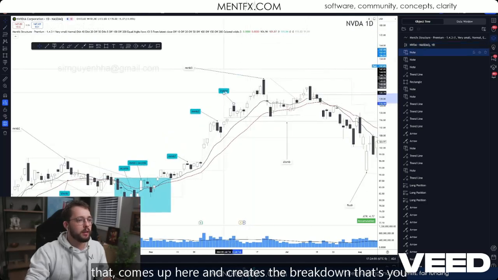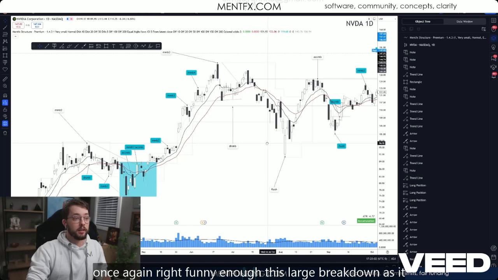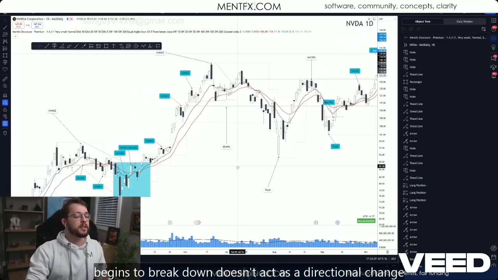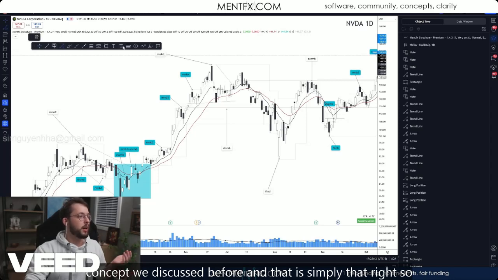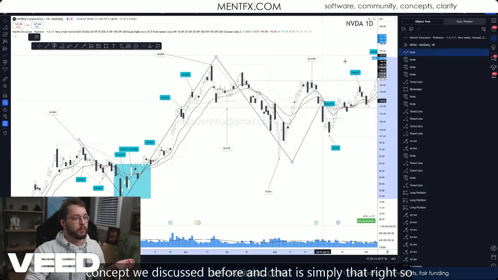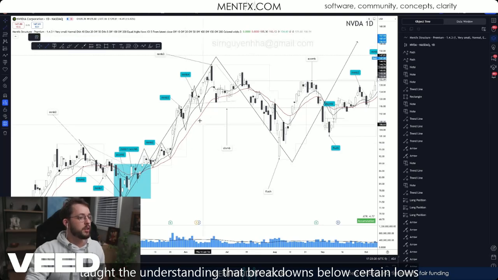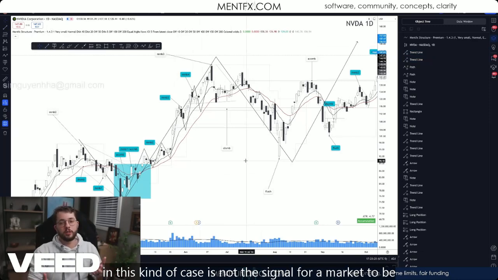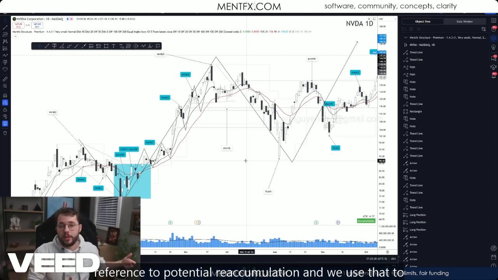And then that comes up here and creates the breakdown that's quite large, and then you get the very big breakdown. But once again, funny enough, this large breakdown, as it begins to break down, doesn't act as a directional change, even though it's breaking all the lows, because of the concept we discussed before. If we go back to the beginning principles that we taught, breakdowns below certain lows in this kind of case are not the signal for a market to be bearish. Instead, in many cases, as we see now, it is a reference to potential reaccumulation.